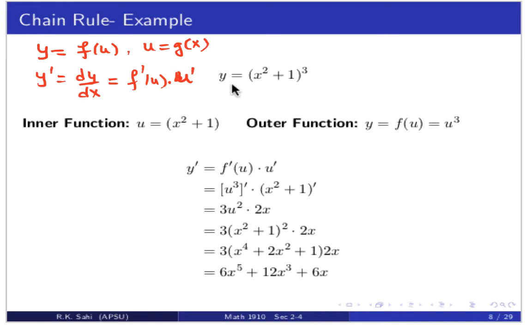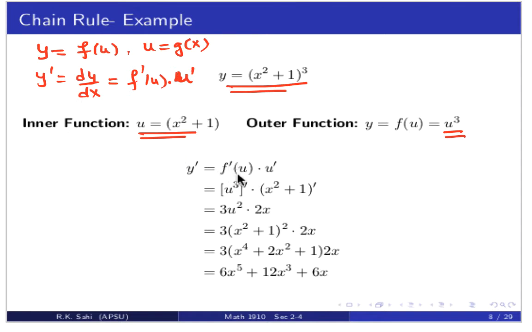Okay, now we already know the answer for y equals x squared plus 1 the whole cube in terms of derivatives. That was done by applying the cubic formula. This time, we're going to apply the chain rule. Our inner function is u equals x squared plus 1. The outer function is a cubic. So let's try the formula.